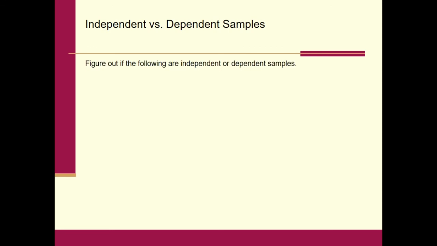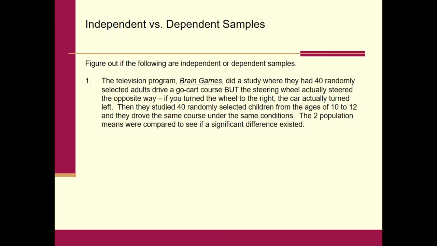All right, so let's see if we can figure out these next examples and figure out if these are independent or dependent samples. So first one, the television program. So I watched a program and it's called Brain Games. So the television program Brain Games did a study where they had 40 randomly selected adults drive a go-kart, but the steering wheel actually steered the opposite way. If you turn the wheel to the right, the car actually turned left, and vice versa for that matter. Then they studied 40 randomly selected children from the ages of 10 to 12, and they drove the same course under the same conditions. The two population means were compared to see if a significant difference existed.